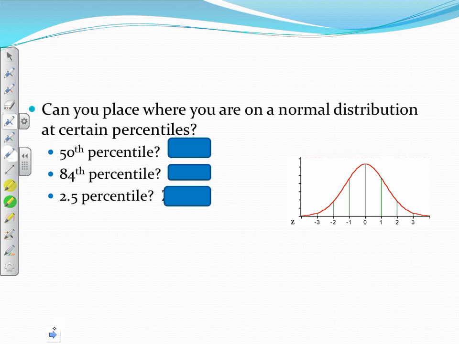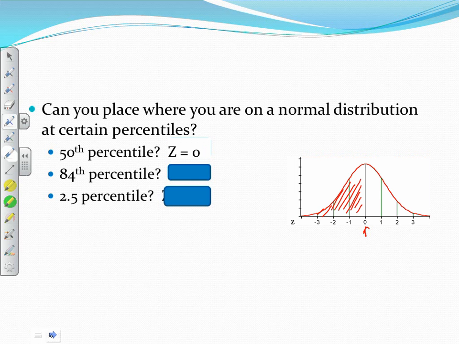Now, let's think about how we turn percentages into z-scores. There are some that are easy that we should just know from our understanding of the empirical rule. Like if I was at the 50th percentile, where would I be on my normal curve? At 0, right? 50% is below my mean.